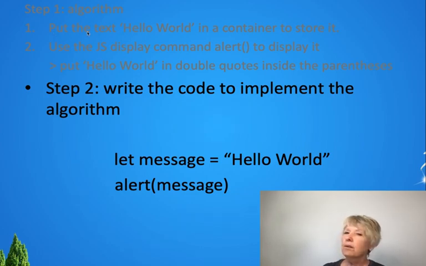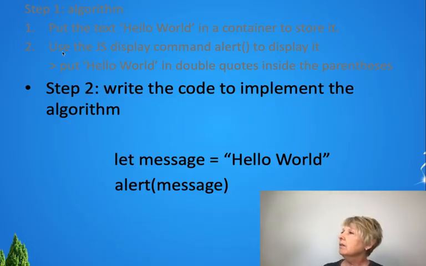So the first step of the algorithm says, put the text hello world in a container to store it. So that's what I do here. I say let message. Message is a container that I'm naming. Let says create a container. Message is what you want to name the container. And this is not a comparison equal, like is this equal to that. In this case, we're using it to say, put whatever's on the right into the container on the left. So I'm putting this hello world into this container. And it's a new container because I create it by that let command.